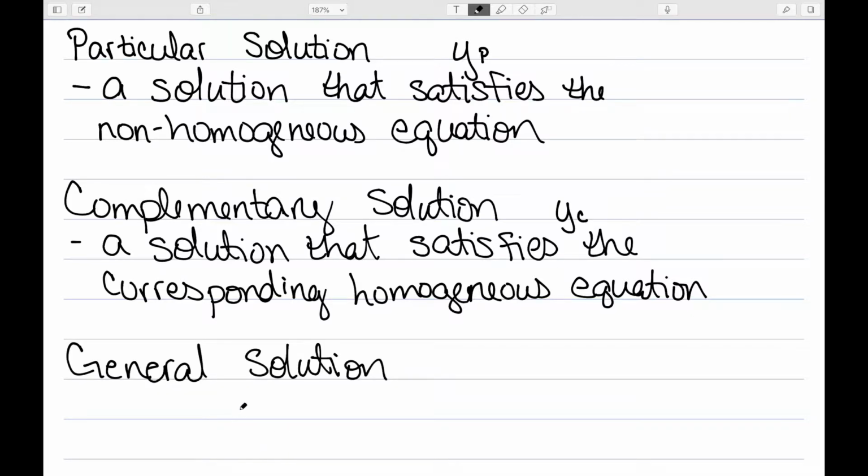And finally, we have the idea of a general solution. So the general solution is the particular solution plus the complementary solution. So let's look at some examples of this.